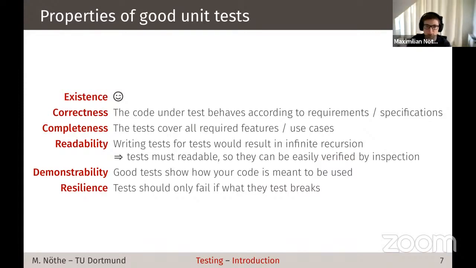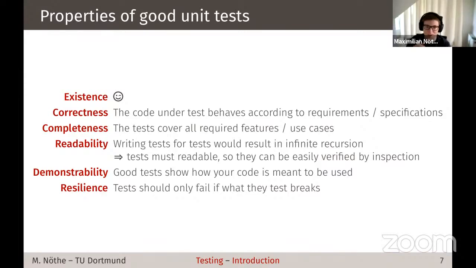The second thing we need to have for our unit test suite is completeness. So we should have tests for every piece of software we wrote, and that should cover all the use cases of our software. And one really major point I want to stress here is the readability, because how do we make sure that there are no errors in our tests?